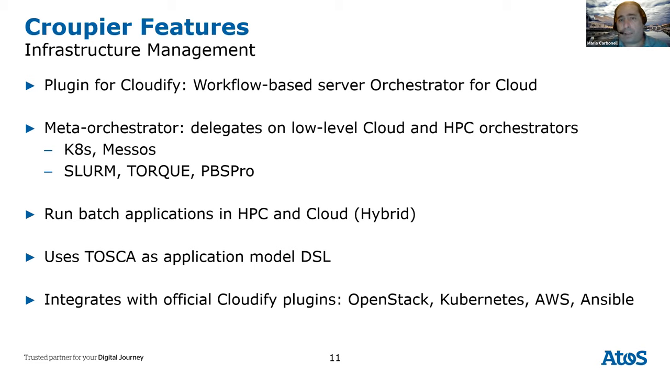You can connect also to clusters managed by Apache Mesos, and of course we implemented the connectors in order to be able to send jobs to systems controlled by Slurm, Torque, and PBS Pro. PBS Pro basically is like Torque, but it's a professional version. Now they changed the name to OpenPBS, if I'm not wrong. So in the end, what you can do is to run these batch applications both in HPC and cloud in a hybrid way. So as I said before, some tasks can go to HPC, some tasks can go to cloud.